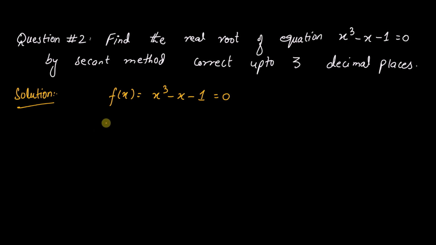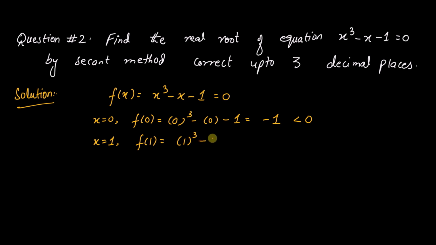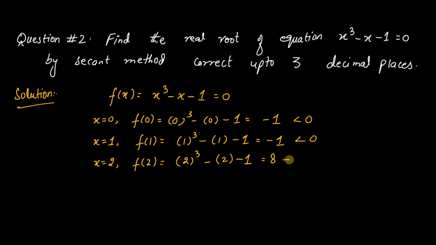So we have the function f of x equals x cubed minus x minus 1 equals 0. I'm going to start putting in values, initially x equals 0. When I put 0, we will get negative 1, so that is less than 0. Let's check for x equals 1. When I substitute 1, it cancels out, and we will get again negative 1, that is also less than 0. So 0 and 1 should not be the interval because both give us the same sign. Let's go for 2. When we substitute x equals 2, it becomes 8 minus 2 minus 1, and we will get a positive 5 value.